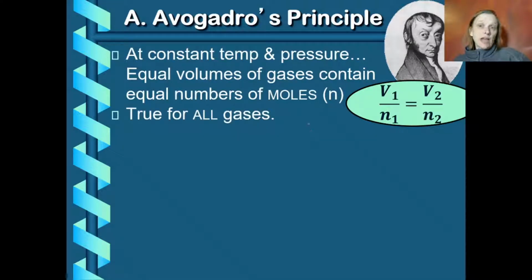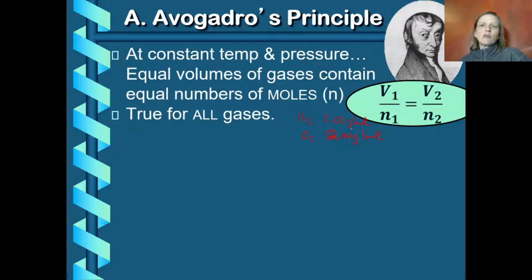This is true for all gases, whether it's a light gas like hydrogen gas, which has a molar mass of 2.02 grams per mole, or a much heavier gas like oxygen gas that has a molar mass of 32 grams per mole. They all take up the same amount of space.